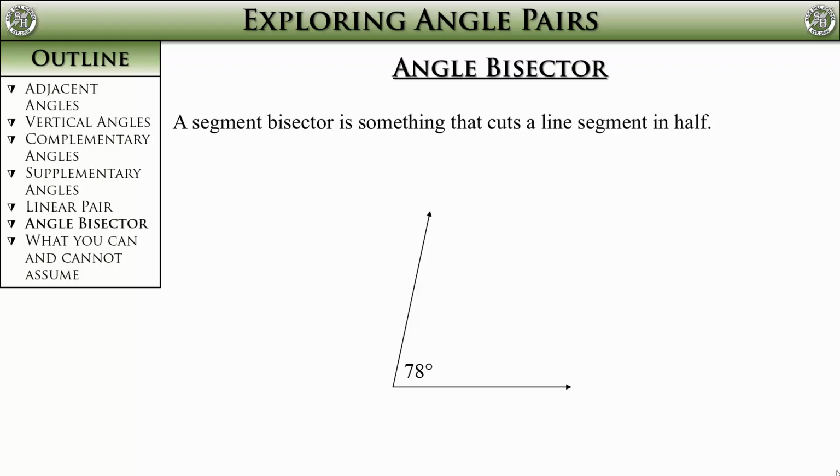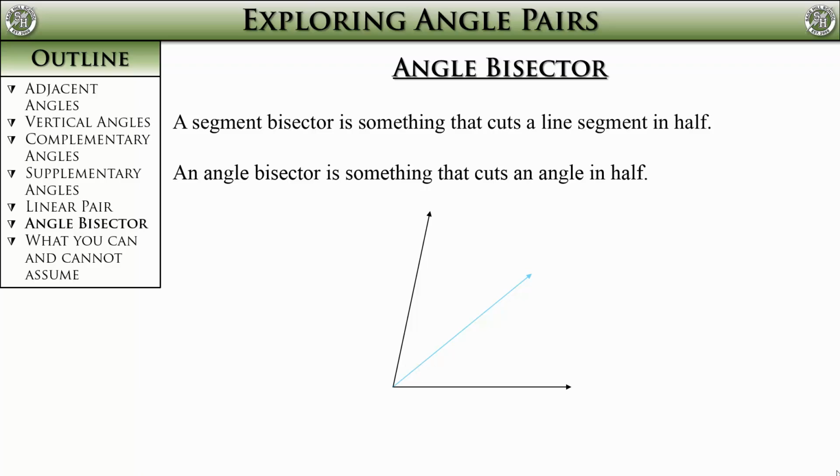Angle bisector is next up to the plate. We already did a segment bisector, which is something that cuts a line segment in half. So an angle bisector is something that cuts an angle in half. Pretty simple. Below I have a lovely 78-degree angle. Let's show an angle bisector in action. Now the angle has been chopped into two congruent halves. That's what an angle bisector does. That's it. No need to overcomplicate it.